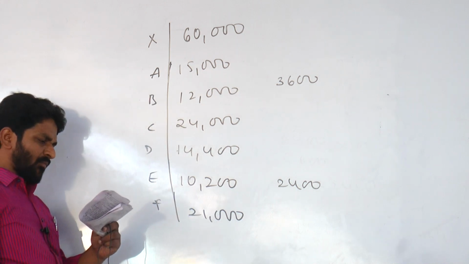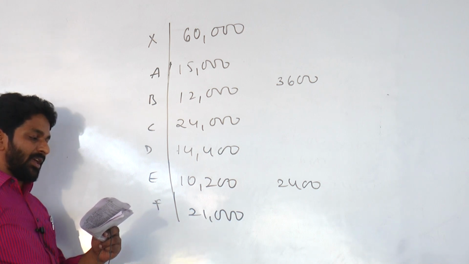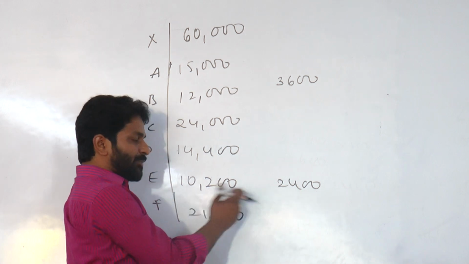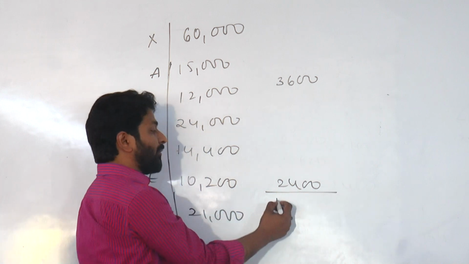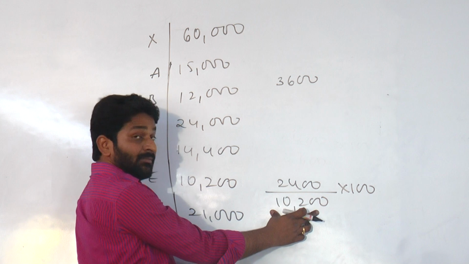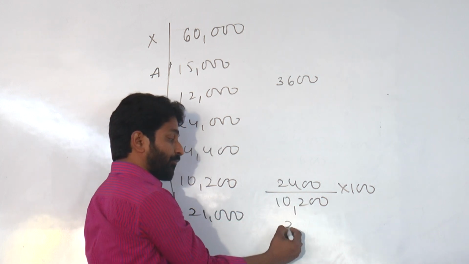Next, what percent of population is below 10 years of age in village E? So you need to calculate 2,400 in terms of percentage. Yes or no? 2,400 out of 10,200 into 100. What about 10%? 1,020. 20%?